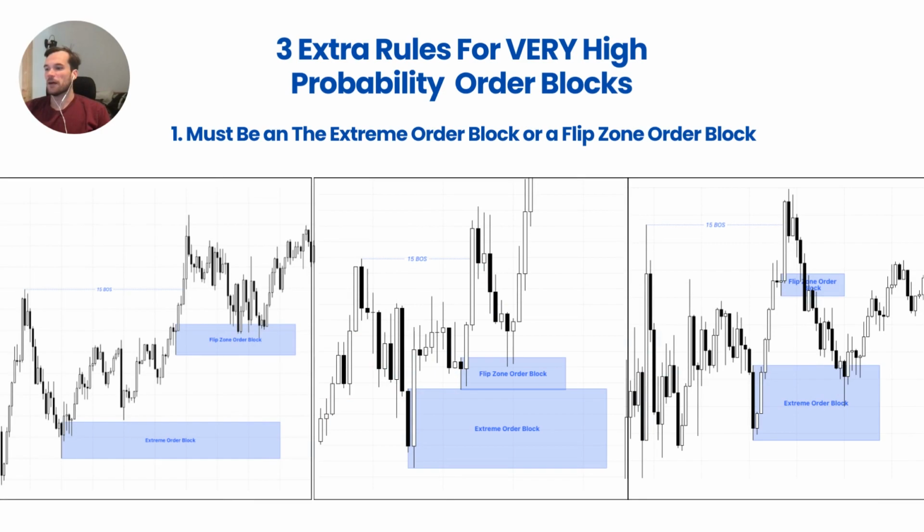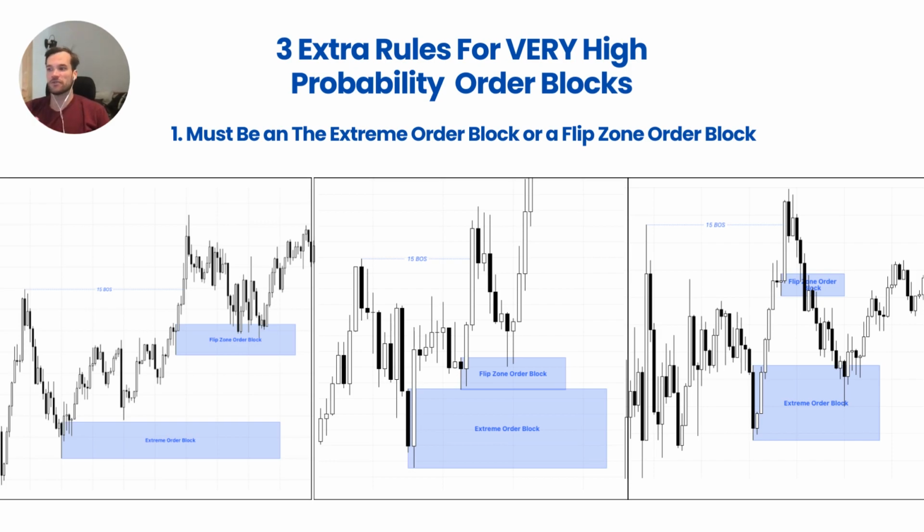Now here comes the good part. After months of backtesting and hundreds of order blocks analyzed, here are my 3 extra rules to identify very high probability order blocks. First one, the order block must be the extreme order block or the flip zone order block. First of all, the extreme order block is the unmitigated, valid order block that is at the end of the leg that led to the break of structure.